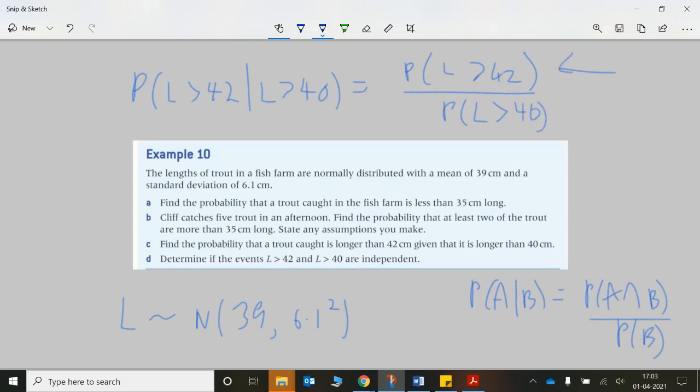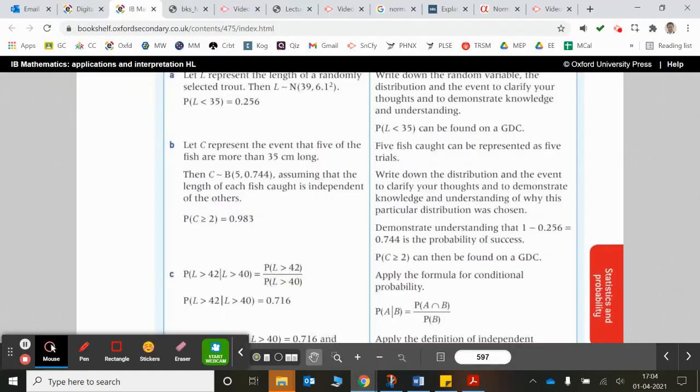Now, both of these two things here, you'll get from your calculator by doing normal distribution CDFs, starting at 42 and going up to 9,999, and likewise starting at 40 and going up to some extremely large number as well. And then you'll get two answers for those, and of course you'll do your division. So that's pretty straightforward.